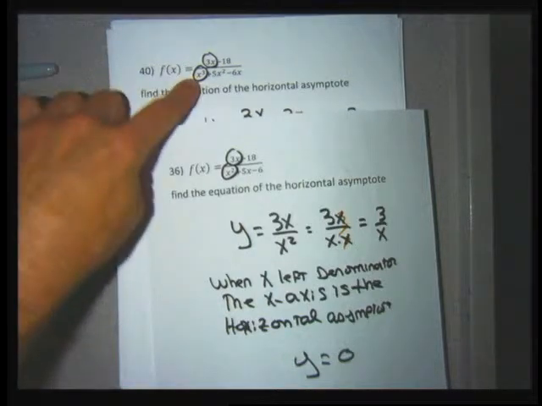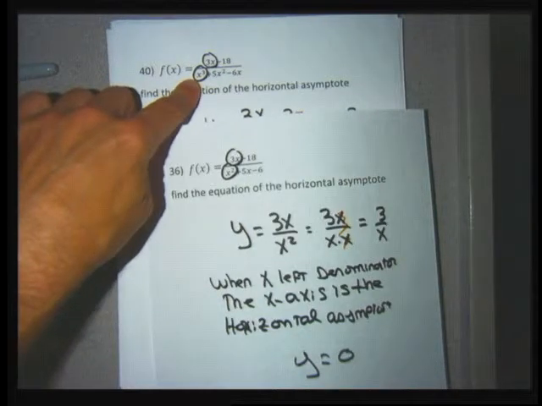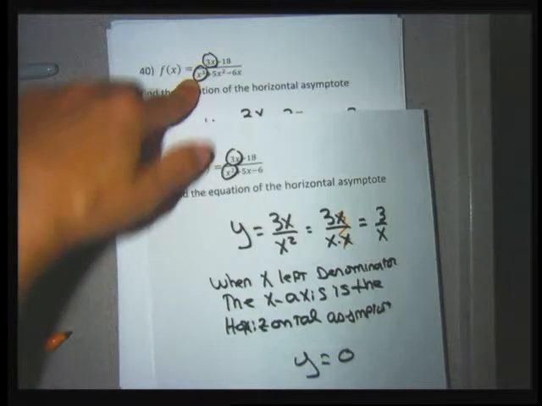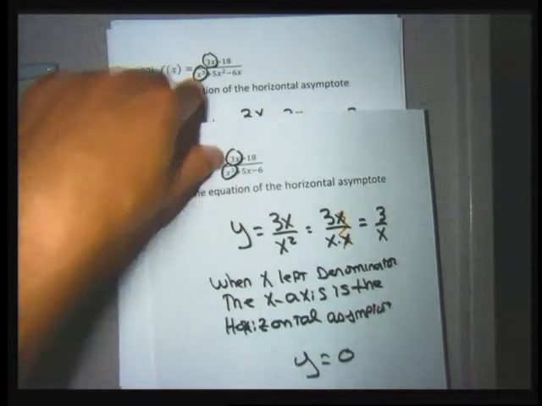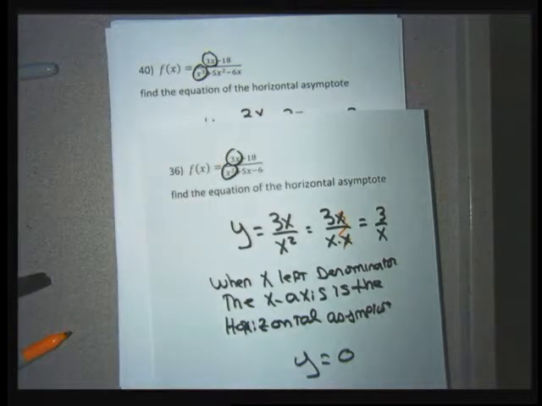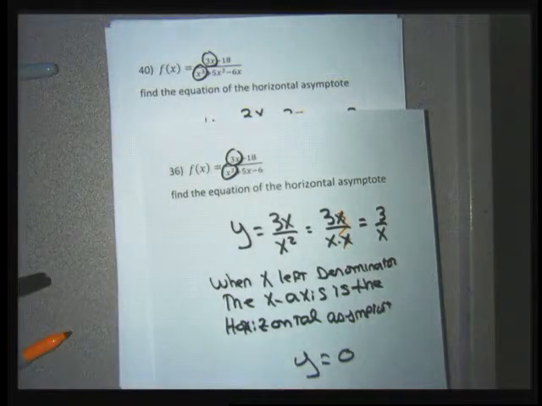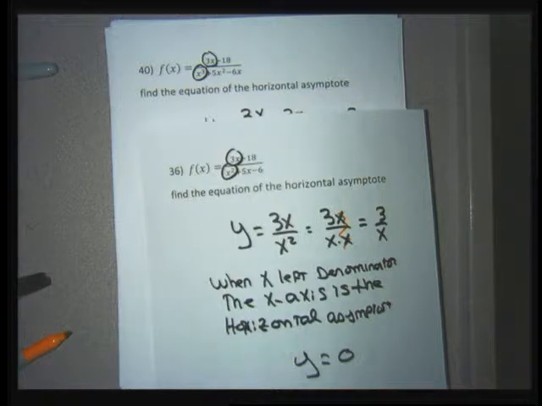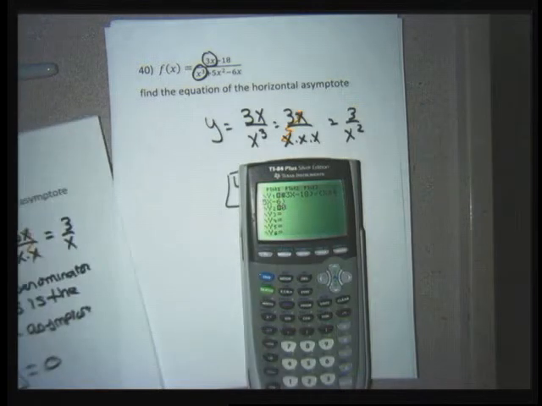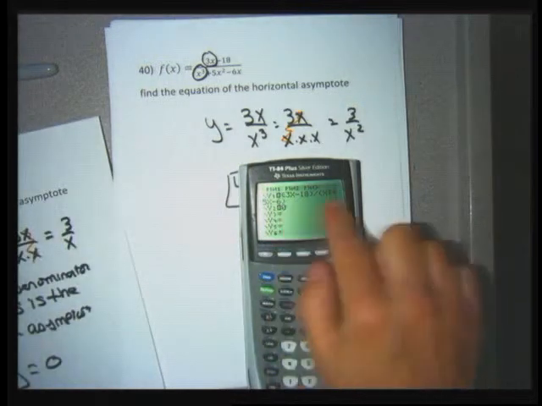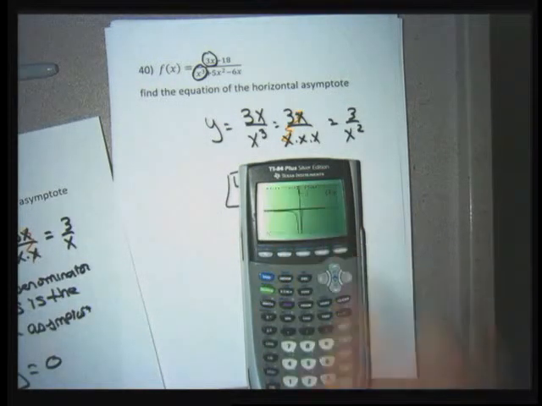The denominators were different. The x cubed plus 5x squared minus 6x in problem 40. In problem 38, the x squared plus 5x minus 6. The graphs are going to be different. If I graphed each of these, the graphs will look very dissimilar, actually. But in terms of the horizontal asymptote, they're going to be the same. So I think I just did that. So here's the graph that I just did, so you can remember what that looked like.